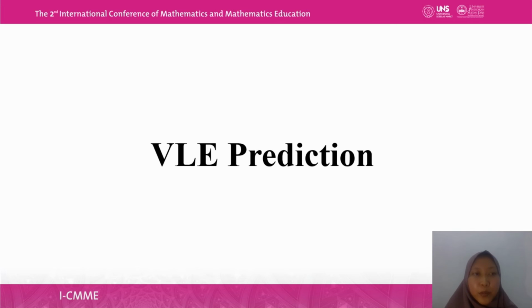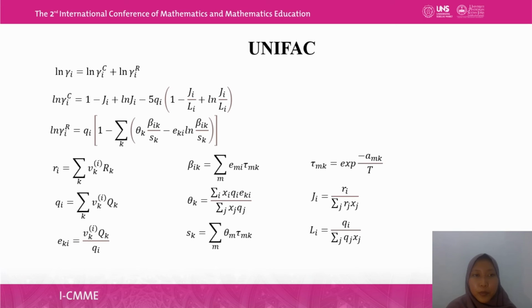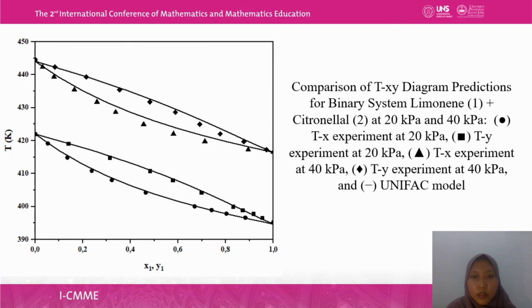Next, vapor liquid equilibrium prediction. For prediction, we use the UNIFAC model with this formula, and then this is a comparison of the diagram prediction for the binary system Limonene and Citronellal at 20 kPa, and then this is for 40 kPa.